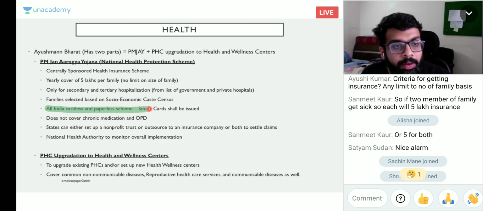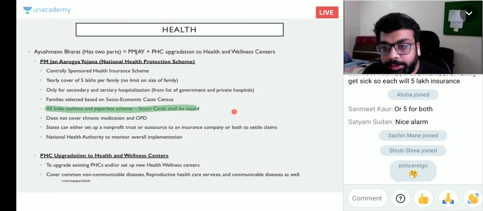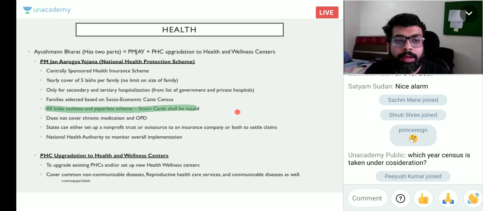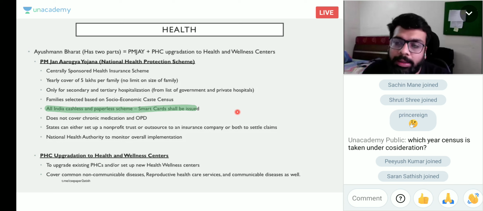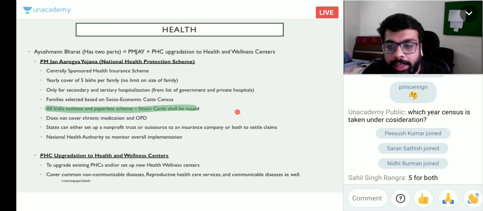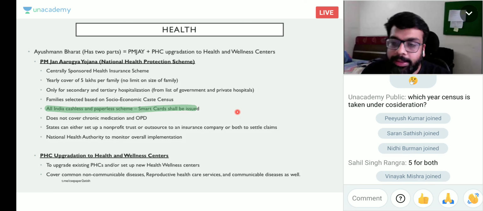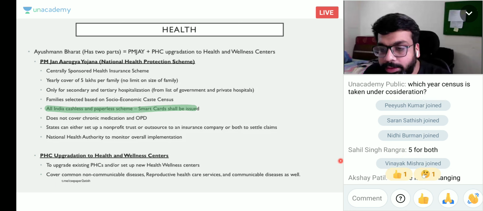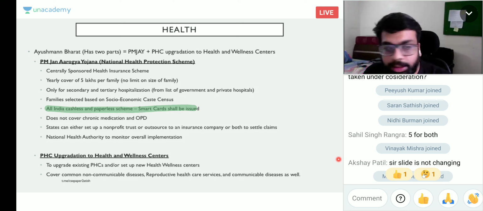It's an all India cashless and paperless scheme, which basically means first things first. You do not need to have any paperwork with you. You don't need to have any scheme identification card with you. You have to go and get a smart card done and just swipe the smart card at the hospital that you're at, and that's all that is needed. You don't need anything else. The hospital will swipe your smart card and send your claim for processing. It should not be a larger issue.